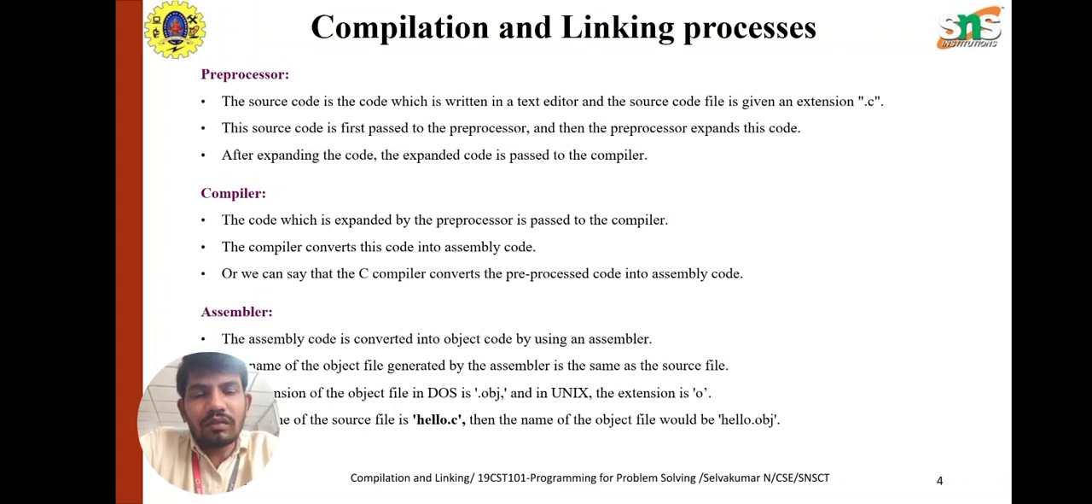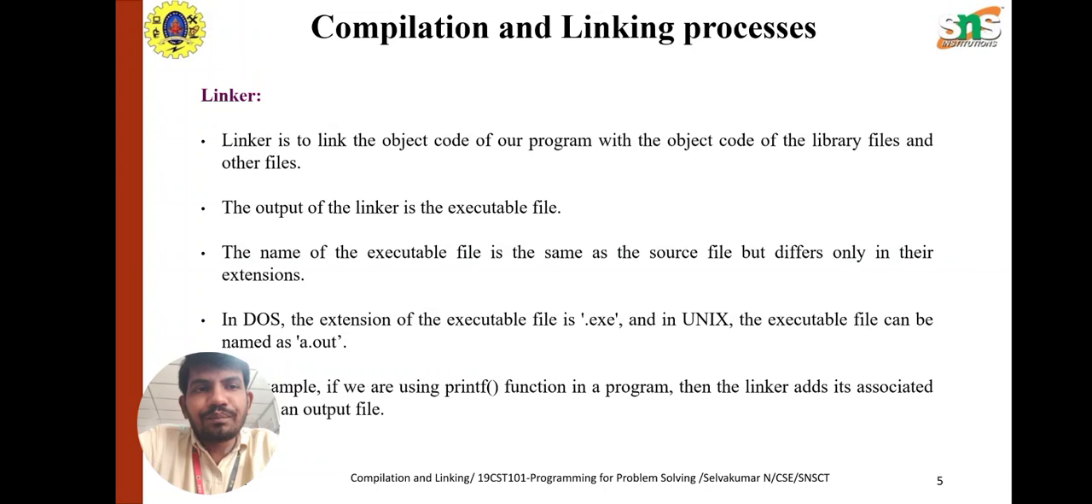The assembly code is converted into object code by the assembler. The name of the object file generated by the assembler is the same as the source file. On Windows the object file extension is .obj, and in Unix the extension is .o. So if the source file is hello.c, then the object file is hello.obj.